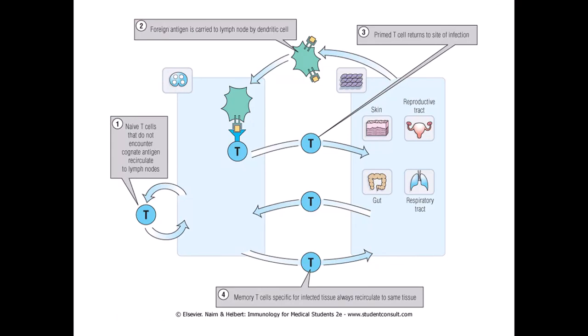We are still in the same concept of homing and recirculation, hoping that the naive lymphocytes meet their antigenic counterparts, so they will be primed, and then they will change into memory cells. So this slide explains the concept of homing and recirculation as well.